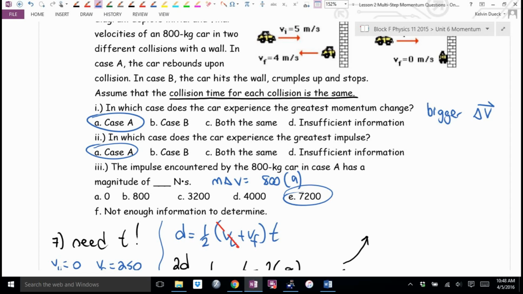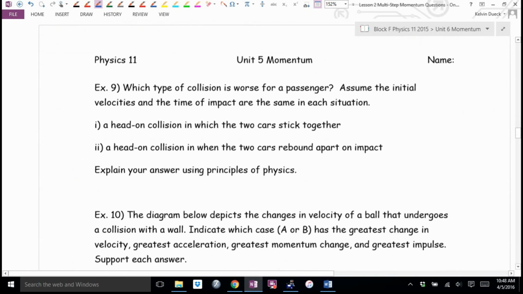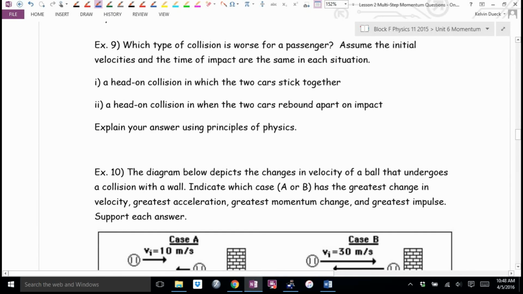That allows us already to generalize. Example 9, which type of collision is worse for a passenger? Assume the initial velocities and the time of impact are the same. What's worse, if you have a head-on collision where the two cars stick together, or if you have a head-on collision where the cars bounce apart? Bounce apart. Why bounce apart? You're right. Bigger change in velocity.